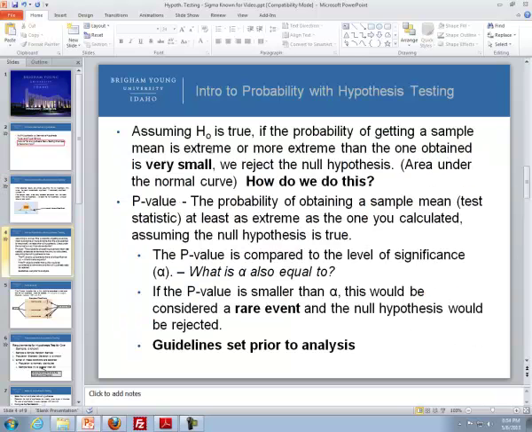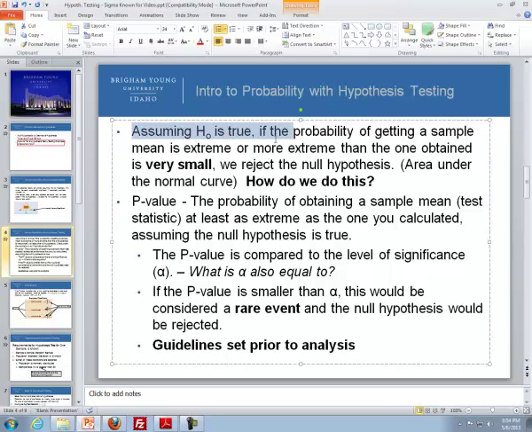Okay? So, assuming the null hypothesis is true, if the probability of getting a sample mean as extreme or more extreme than the one obtained is very small, we would therefore reject the null hypothesis. That would be area under a normal curve, which is what you've seen before, but now we're going to do it in the context of a hypothesis test. So how do we do this? By definition, the p-value is the probability of obtaining a sample mean, or a test statistic, at least as extreme as the one you calculated, assuming the null hypothesis is true. We'll talk about what a test statistic is in a sec, and we'll go through an example with a visual of what that means.